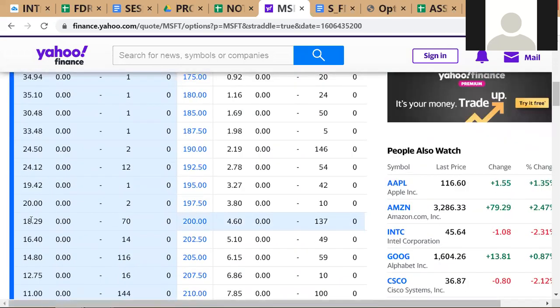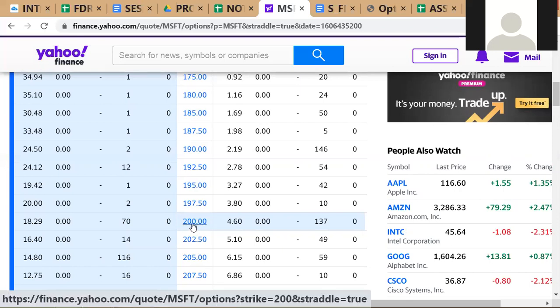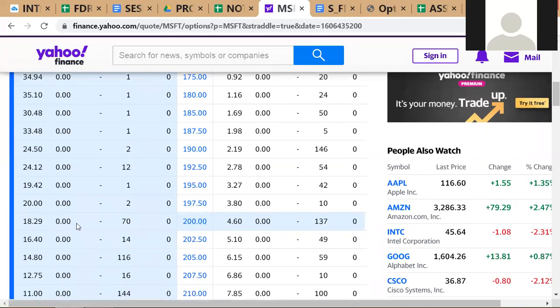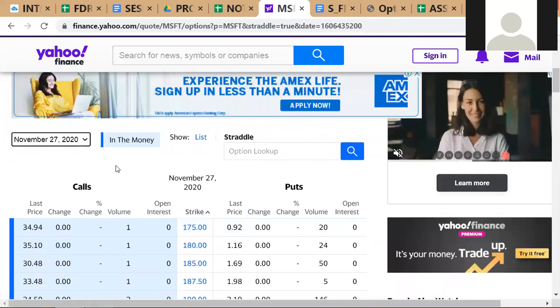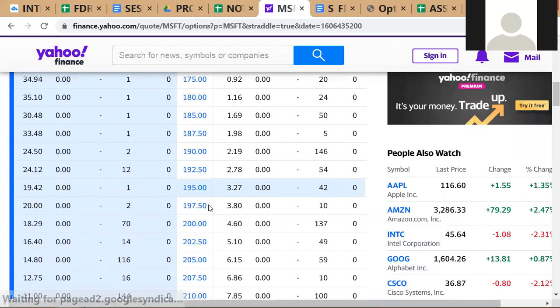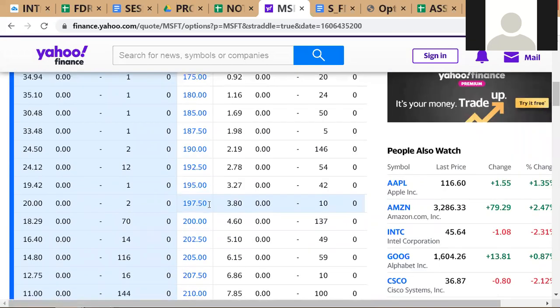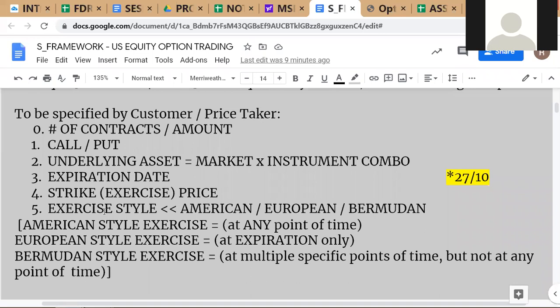The call option price is much higher. It's $18.29. So if you pay $1,829, you can buy one options contract, which gives you the right to buy the underlying shares of Microsoft at $200 anytime between today and November 27th. That's what it means. So this is the meaning of strike price, and you already understand the expiration date from there.